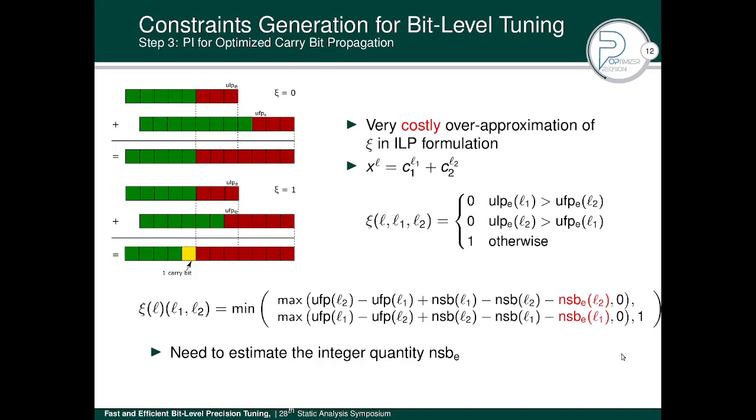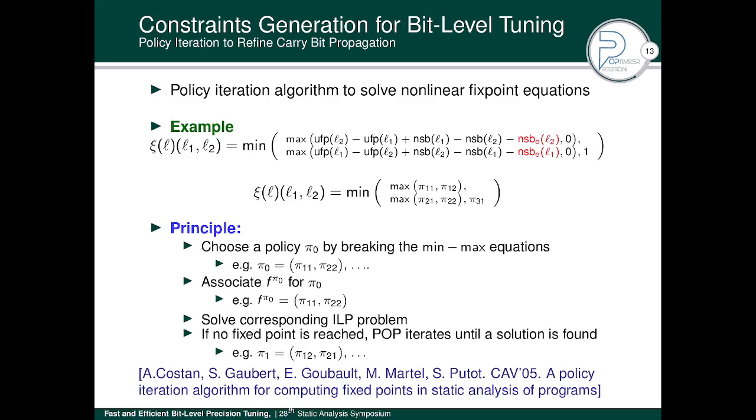formalized by this equation, in which a new min-max operator appears, and consequently the problem is no longer an ILP. For this reason, we have used the policy iteration algorithm, which is usually used to solve nonlinear fixed point equations. To be brief, if we take the example of the constraint of the xi function, the principle of our algorithm is to choose an initial policy pi 0 by bringing the min and the max of this formula. After, we associate the function f to this policy, and what remains to be done is to solve the corresponding ILP problem.